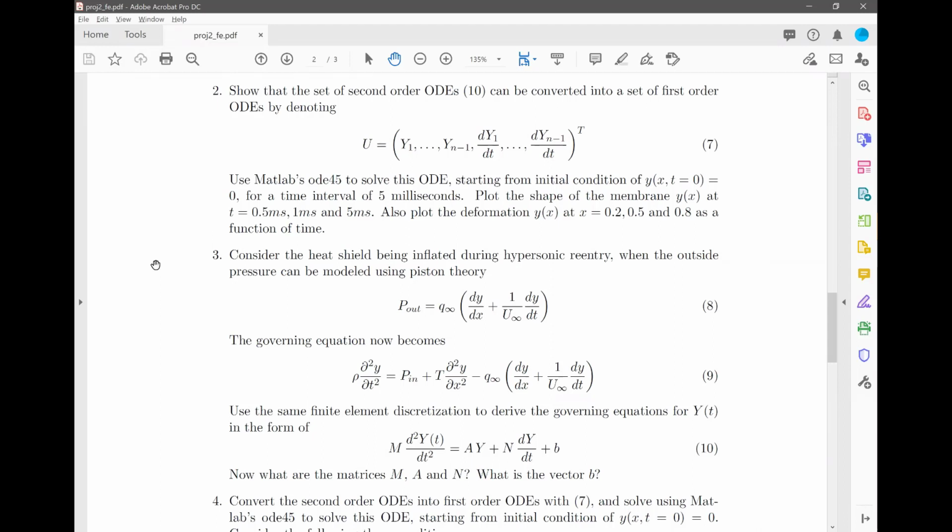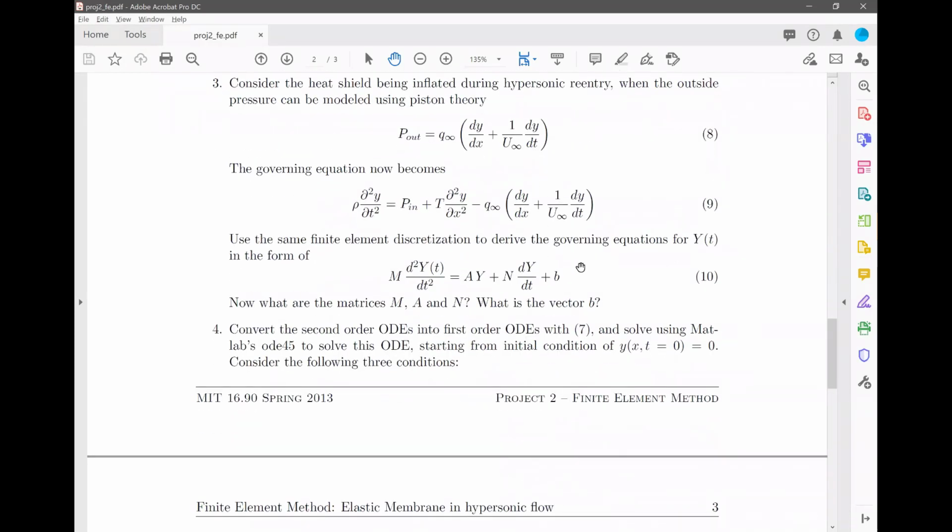The third question is now we consider there is atmosphere, and the outside pressure actually has to be described using a simplified fluid dynamics equation. This is an equation called piston theory. In this case, derive the equations again using finite elements. Basically, the procedure has to go through, okay, you have the equations, you have to derive the weak form, and then how do you go from the weak form to the restricted space of functions, and then derive the matrices that come out of the finite elements.